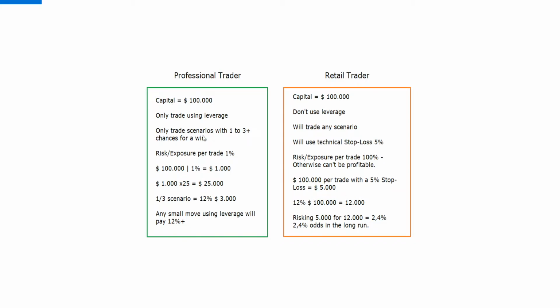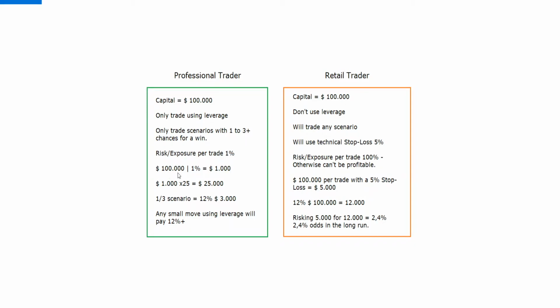So we only trade scenarios with around 1 to 3 and sometimes 1 to 2. Yes, when things are very boring and sad and there is nothing, we know that maybe 1 to 2 we can do this, for chances of a win. Our risk exposure per trade is 1 to 3%. 3% should be the maximum, never beyond it.